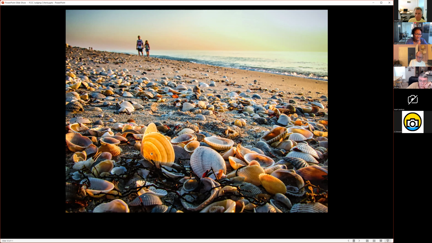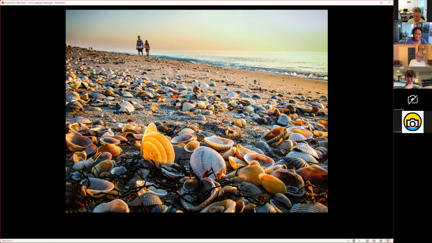What about technical excellence? Well, I don't like the fact that the people are out of focus either. That's kind of bothersome. The colors are pretty. I think the people should have been closer in too, because I think their expression would have added a lot to the storytelling.